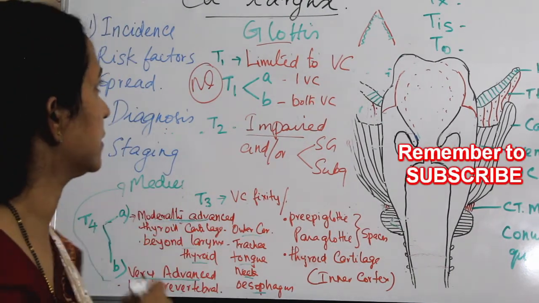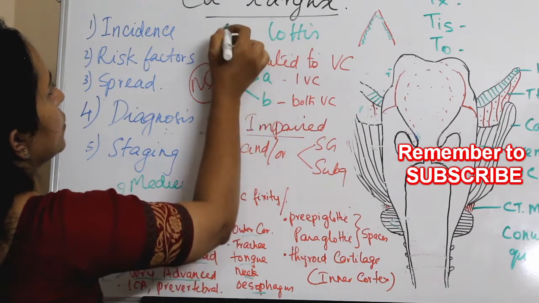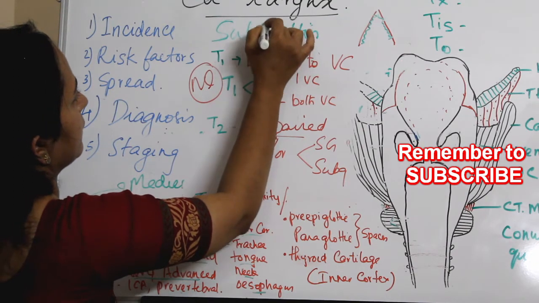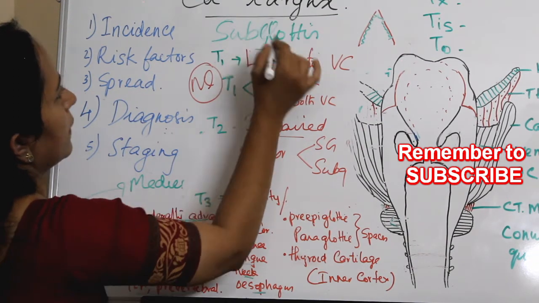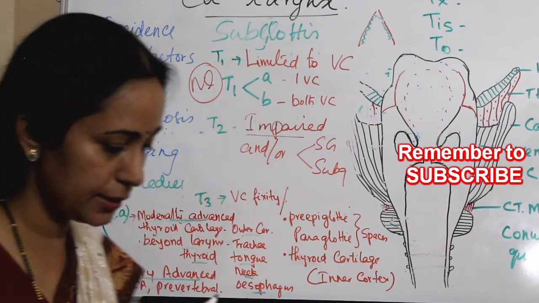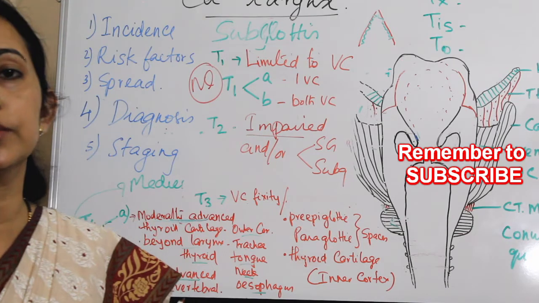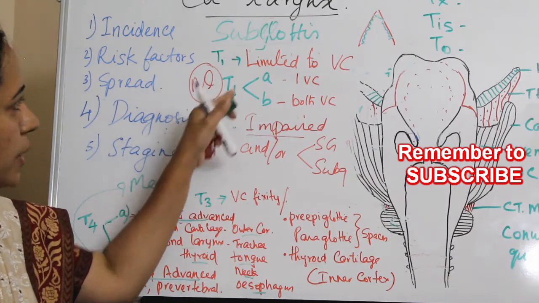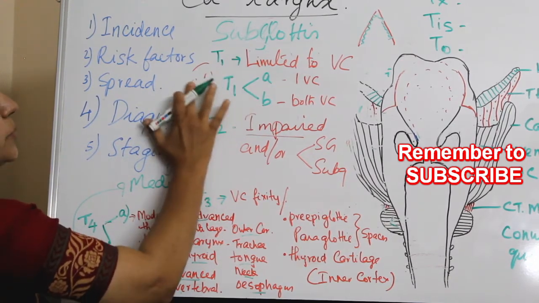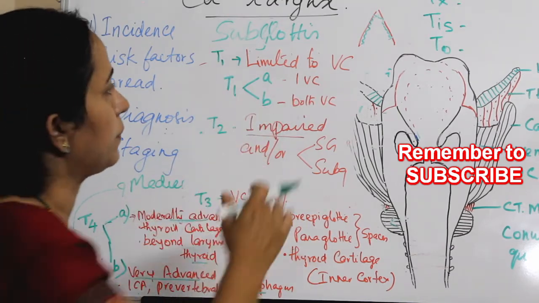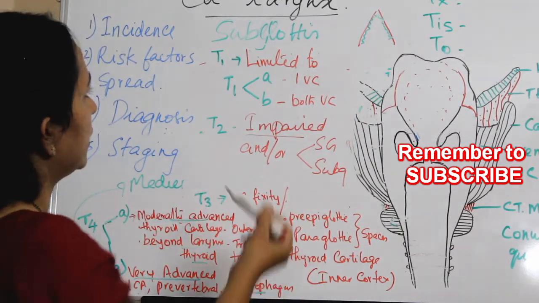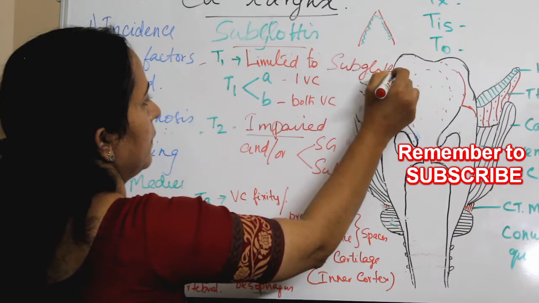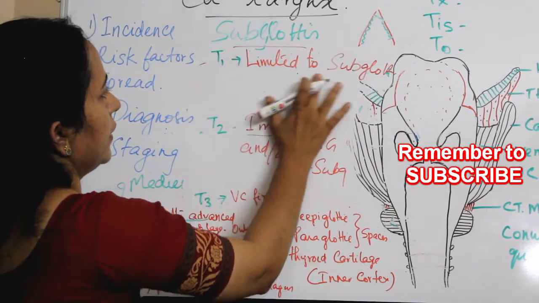What about subglottis? So I am changing this from glottis to subglottis. For supraglottis, glottis and subglottis, T3 and T4 are the same. But for subglottis, T1 is tumor limited to the subglottis rather than to the vocal cord. It is tumor limited to the subglottis, and there is no T1A and B.